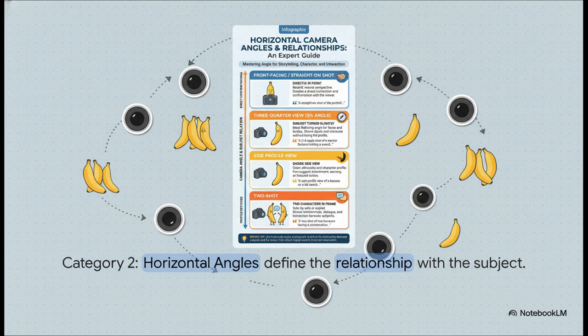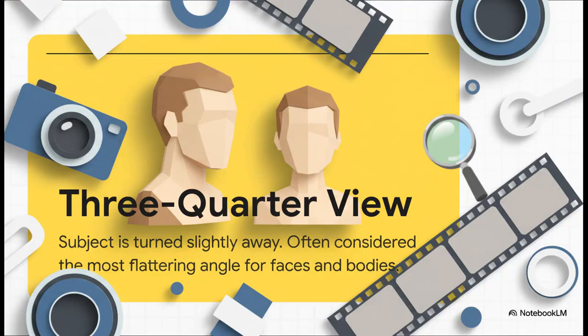Okay, on to our second category, horizontal angles. If vertical was about up and down, this is about where the camera is placed around the subject, on a level plane. This is what controls how connected or detached we feel from what's happening. Now, a key term you're going to want to remember here is the three-quarter view. Think about it. A shot straight on can feel a little confrontational, almost like a mugshot. But just by turning the subject a little bit, you create depth, you create dimension. There's a reason portrait photographers use this all the time. It just makes people and things look more engaging and, frankly, more flattering.